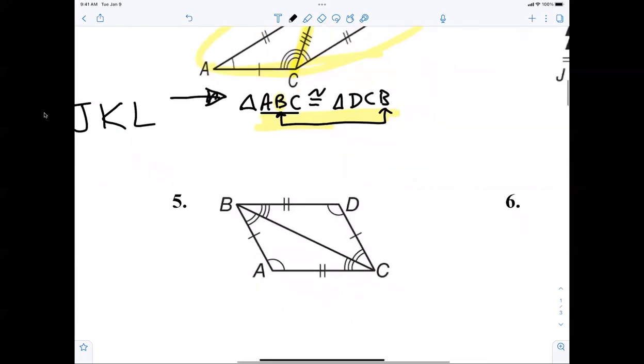So now if I was forcing you to write out the congruent parts, you would say angle A is congruent to angle. This is where you guys step in. Angle A is congruent to angle D. Angle B is congruent to angle, and C is congruent to. Now you have to do the three sides. You would say AB is congruent to, BC is congruent to, and AC is congruent to.